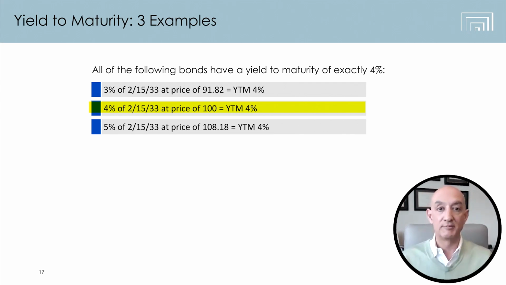So take that middle bond, that 4%er at par that we buy today. That bond has a yield to maturity of 4%. So you buy it, you pay $1,000, you get $40 a year in interest, and 10 years from now, you get $1,000 back, and you made 4% on your money.